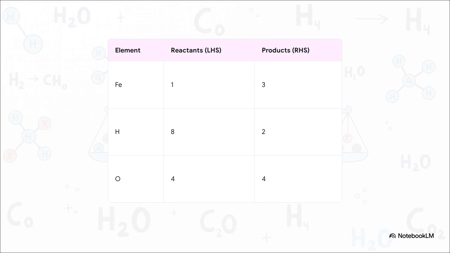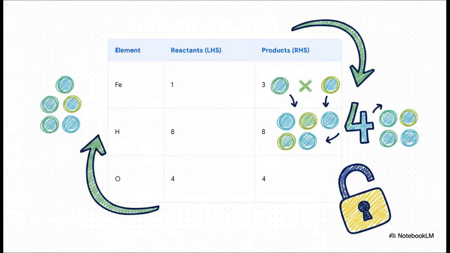Boom! Now we have 4 oxygens on the left. Perfect. But notice what happened? That also gave us 4 times 2, or 8 hydrogens. We fixed one problem but created another. That's totally normal, just part of the process. No worries. Let's tackle that hydrogen imbalance now.